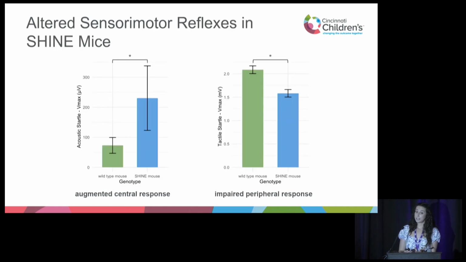When we do these tests in our SHINE mice, we have some really interesting findings. We see that on acoustic startle, right, this more central through-the-brain process, the SHINE mice have a stronger, augmented response. But when we look at tactile startle, the SHINE mice have a damped or impaired response, suggesting that PSD95's role could be increasing sensitivity in the central nervous system and damping sensitivity maybe in the peripheral nervous system. And we know that our patient experiences some sensory motor abnormalities as well.